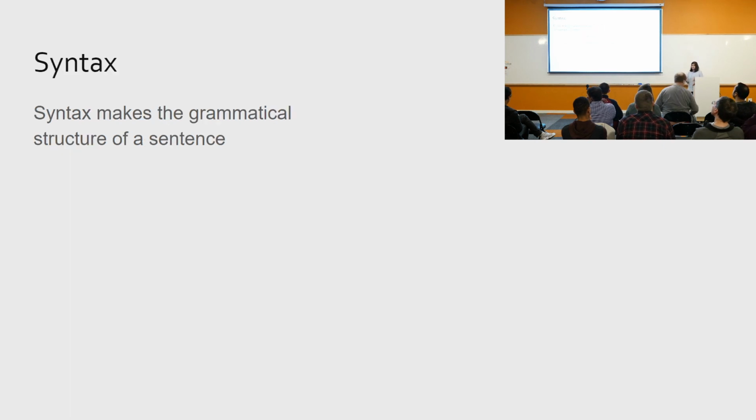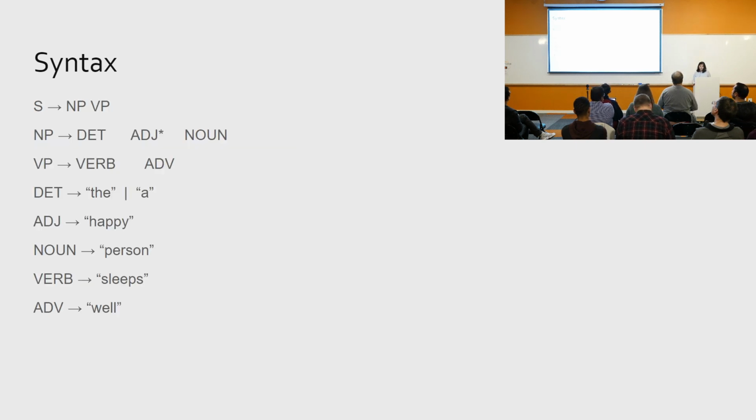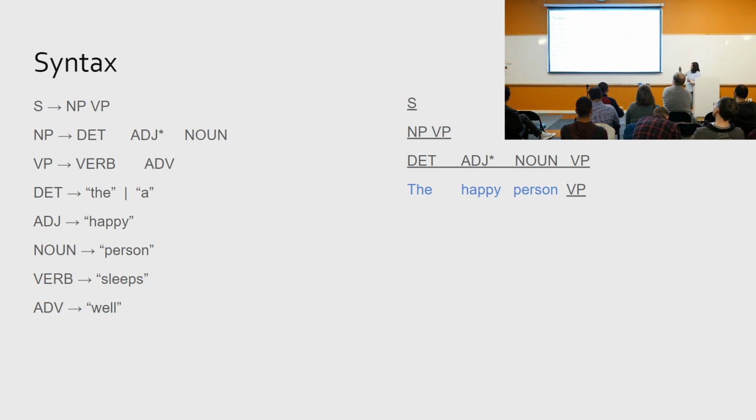What is syntax? Syntax is basically the grammatical structure of a sentence. So something as simple as, well, a sentence can be broken down into a noun phrase and a verb phrase. A noun phrase can be of type determiner, adjective, noun. Verb phrases can be broken down into verbs and adverbs and so on. So basically what we are doing is creating these rules that can deconstruct a sentence into its individual components.